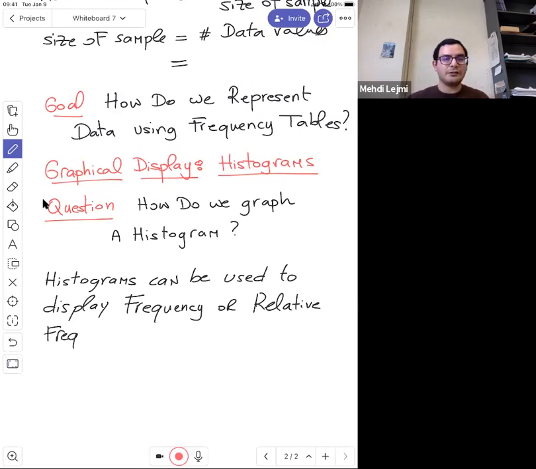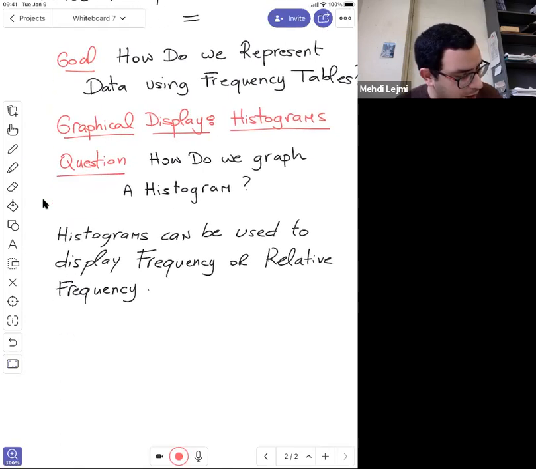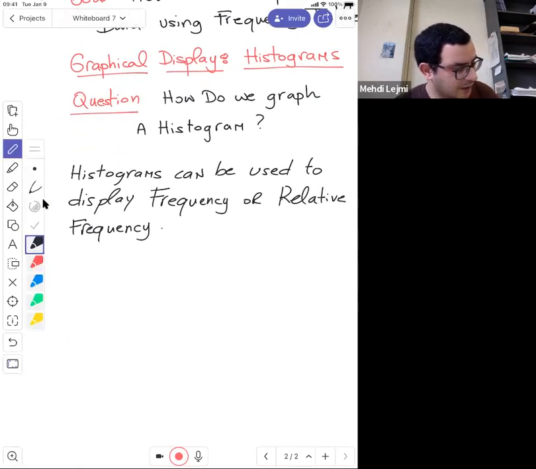It depends on what you want, right? If you have a meeting and you want to display frequency, then of course you can use a histogram. Or if you want to display relative frequency, you can also use a histogram. All right, so now the steps. How do we make, or graph, a histogram?